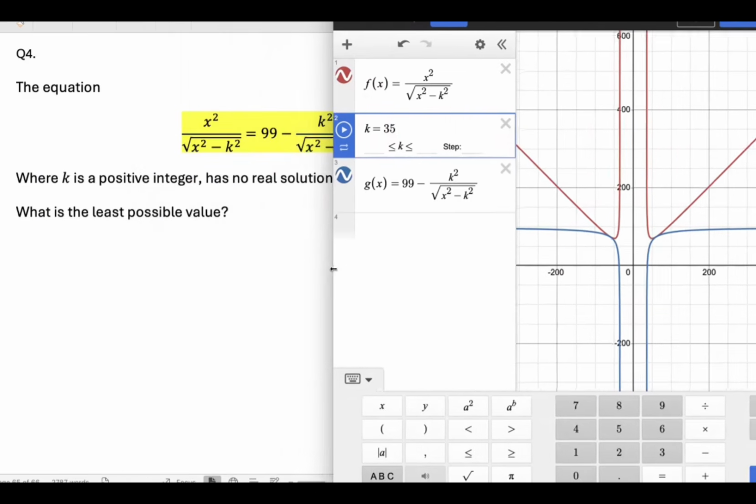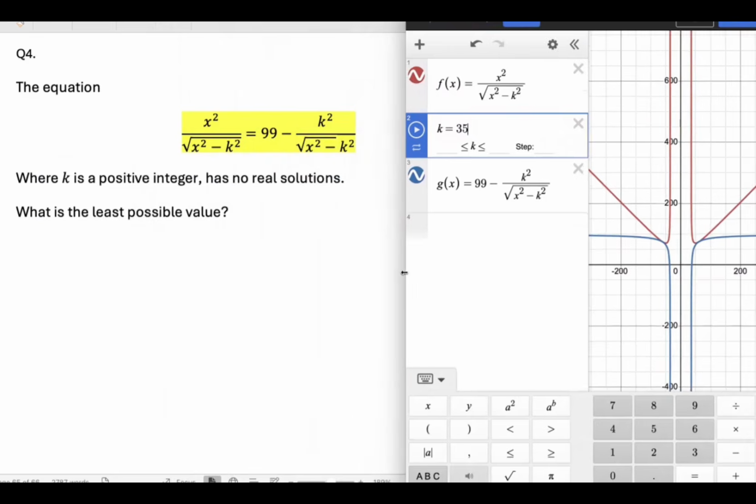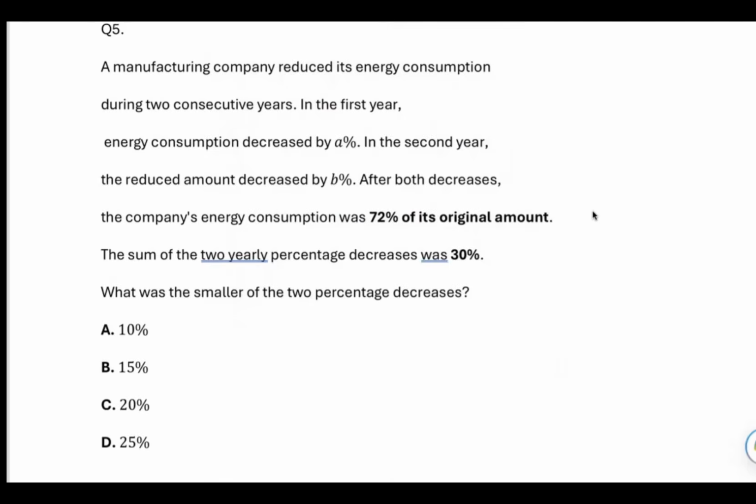Sometimes they want you to calculate a value. Sometimes they will want you to find the solution of the equation. And this is this question all over.